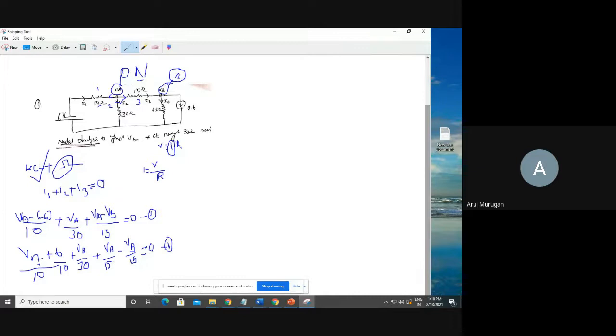Still, you need to separate the equation. Where is the VA? Here VA, and this one is VA only. So I will start with VA, open the bracket, 1 divided by 10 plus 1 divided by 30 plus 1 divided by 15.